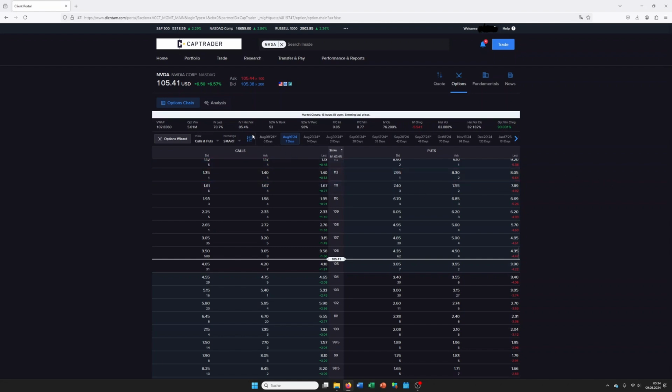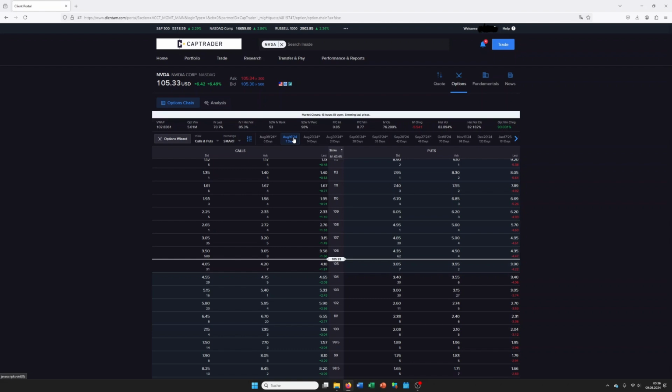And the first thing you will always have to do is choose your expiration date, which you see in the top line here. So we can choose anything between 7 days and 161 days till expiration. So the first thing you will have to do is pick out your expiration date.